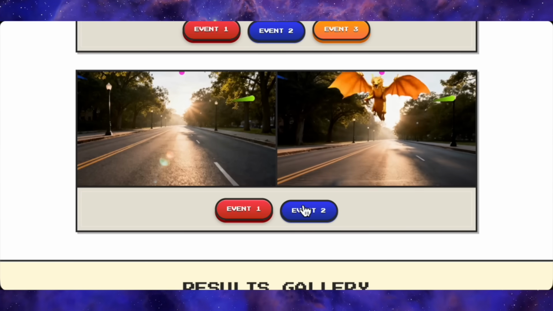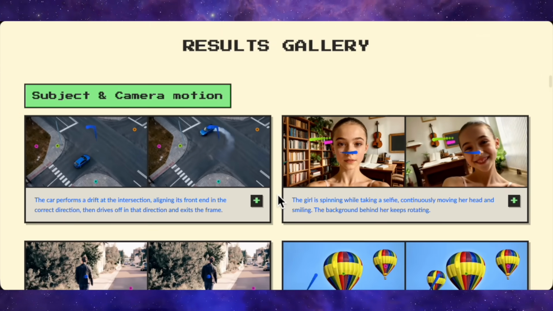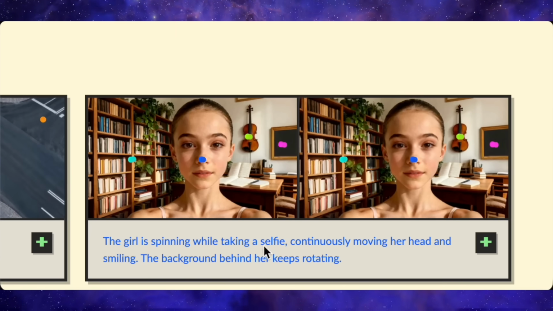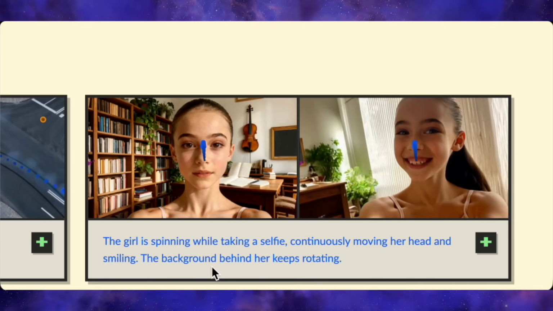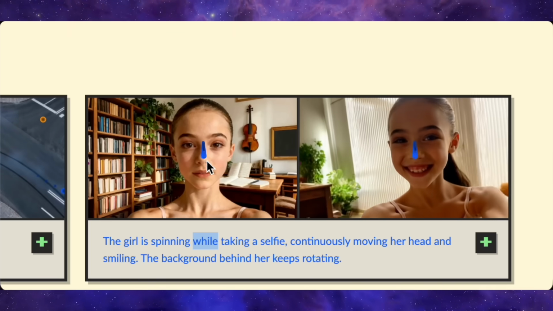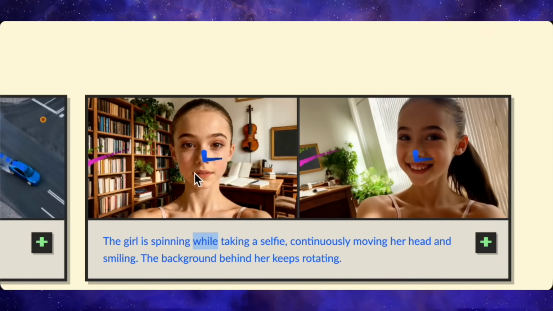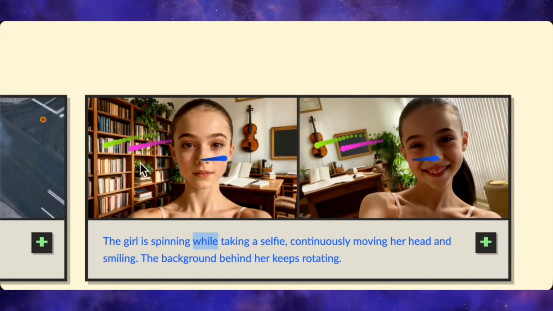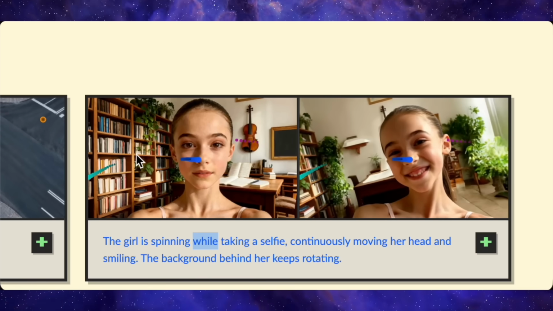Let me break down how this works so you understand the full power at play here. It's a combination of text prompts and physical gestures. For example, there's a prompt describing a girl spinning while taking a selfie with a rotating background. You type that in, but then you also draw the circular motion on the screen. She spins in the direction you drew, and you can even gesture to make the background revolve around her.